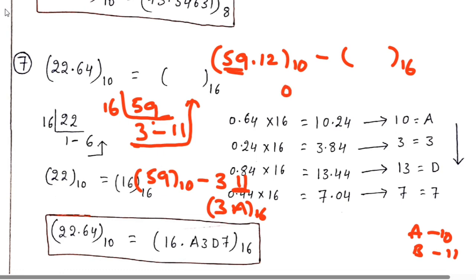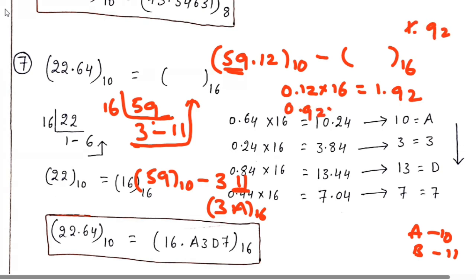So 0.12 into 16. Because for the fractional part we should multiply by 16. So 0.12 into 16, what is the answer? 1.92. In 1.92, the 1 should be ignored.